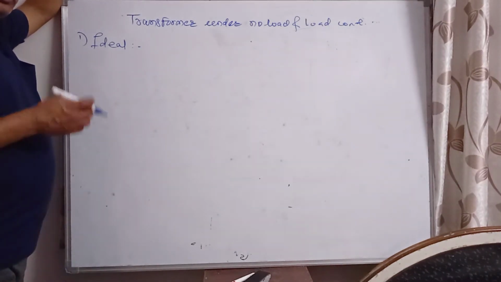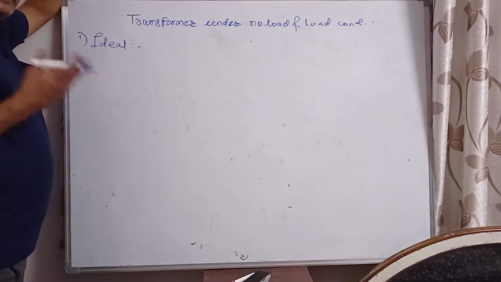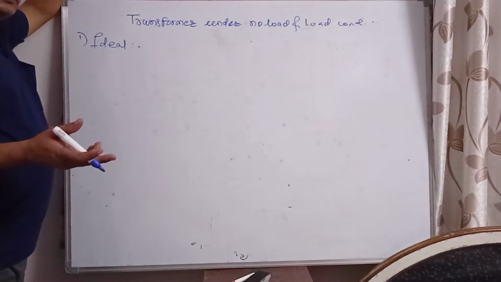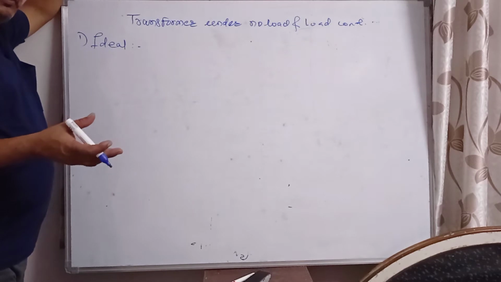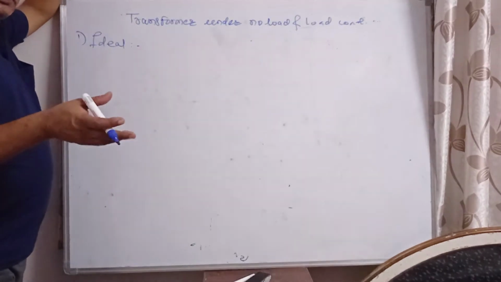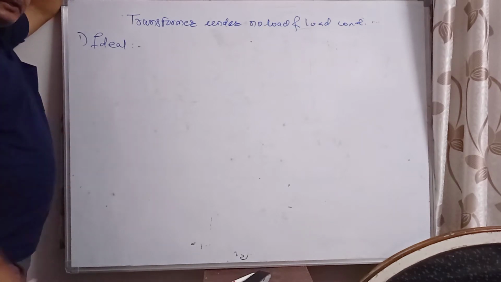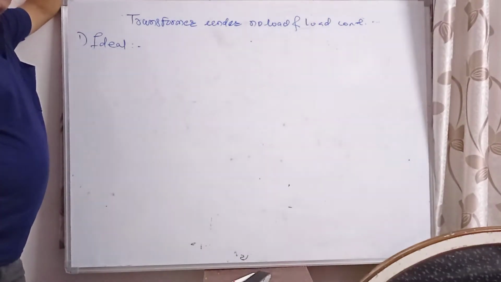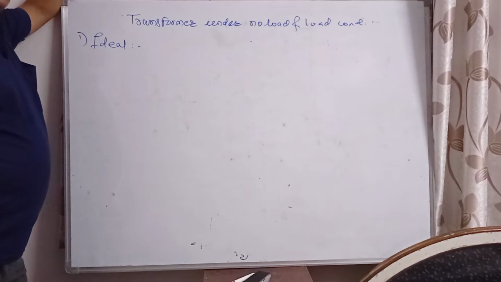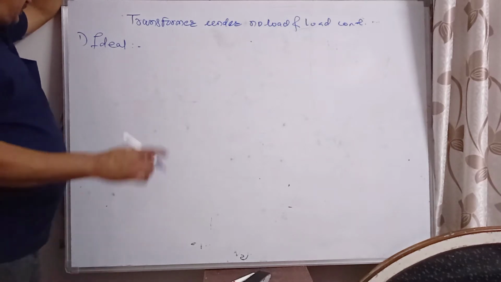If something is lost in primary, something is lost in secondary, then it is known as a practical transformer, which will be having losses. Losses take place in windings. But since in the first case we are studying the ideal transformer, the ideal transformer is having no losses.